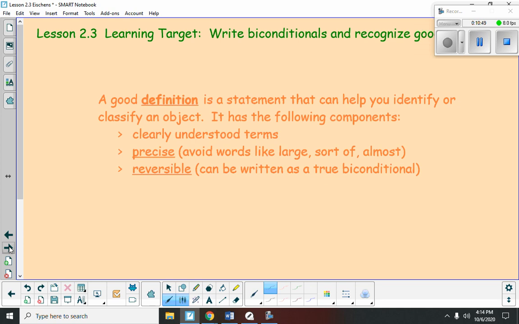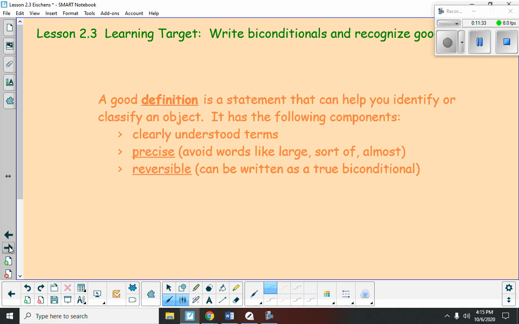Now, a good definition, let's talk about that. It's a statement that can help you identify or classify an object. It has the following components. It has clearly understood terms. It's precise, which means you avoid words like large or sort of or almost. If you're talking about an elephant, it wouldn't be a good definition to say an elephant is a large animal, because large in reference to what? A cat could be large if you were comparing it to an ant, for example. So we definitely want to clarify. Don't use words like that.